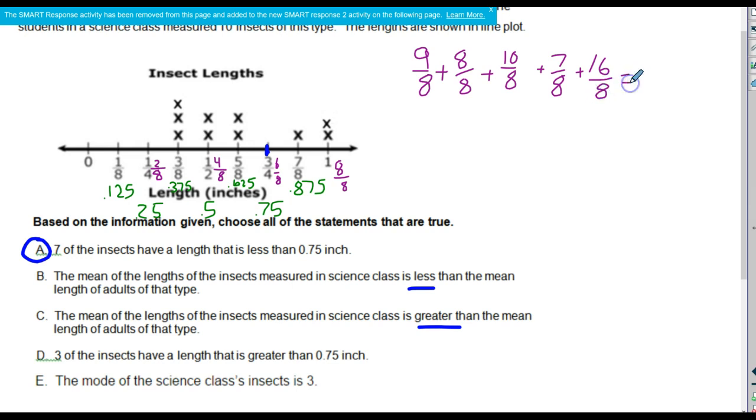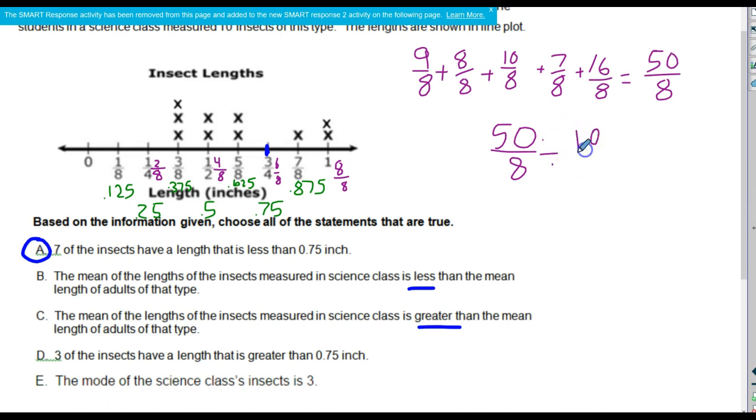And now it's a matter of just adding them all together. So I have 9 plus 8, that would be 17. Plus 10, that's 27. Plus 7, that would be 34. And then 34 plus 16, that would be 50. So I have 50 eighths. So you might think, wow, I just did all that work, I must be done by now, and I'm actually not done. In fact, now I have to divide by the total number in the set. And we know that there's 1, 2, 3, 4, 5, 6, 7, 8, 9, 10. 10 numbers there. So I'm going to take 50 eighths and divide that by 10.